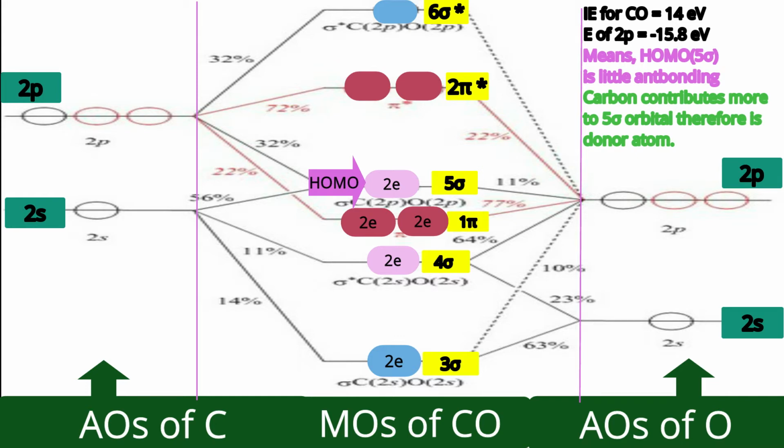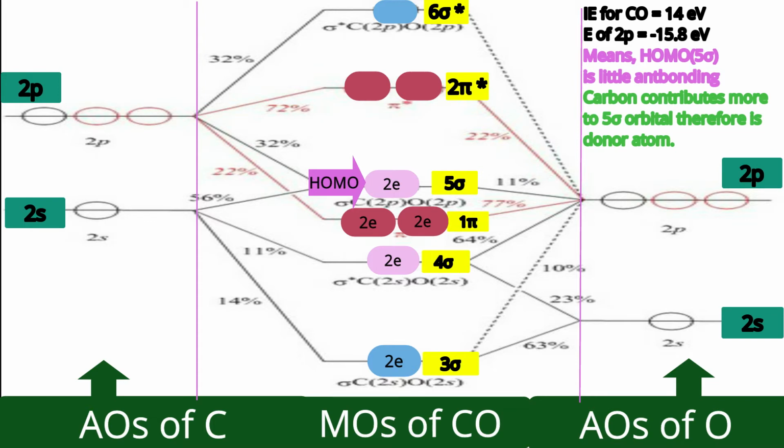Now the 5 sigma orbital, which has 2 electrons, is the HOMO, the highest occupied molecular orbital, because of the lone pair dominating tendency that carbon shows in carbon monoxide. Our point of interest here is whether those orbitals are bonding, anti-bonding or non-bonding. That will help us decide the ionization and the practical observation.